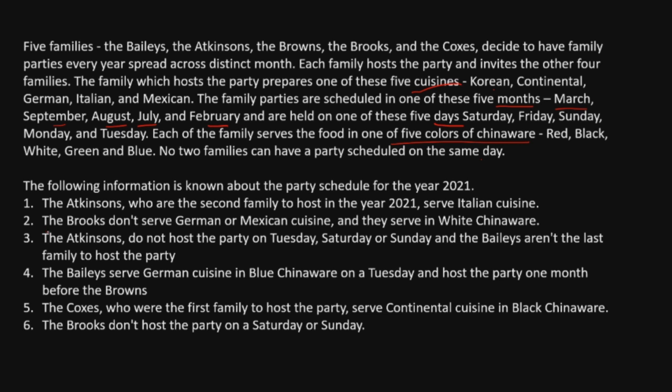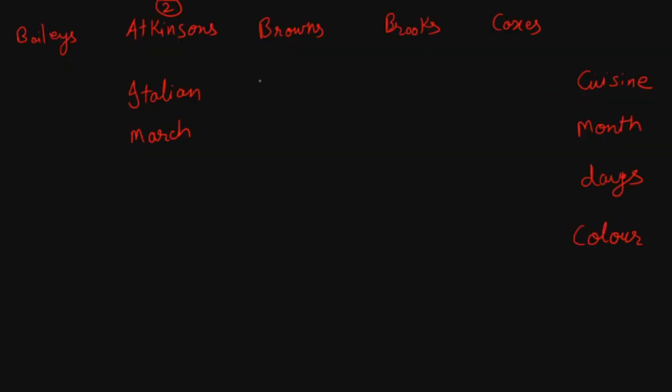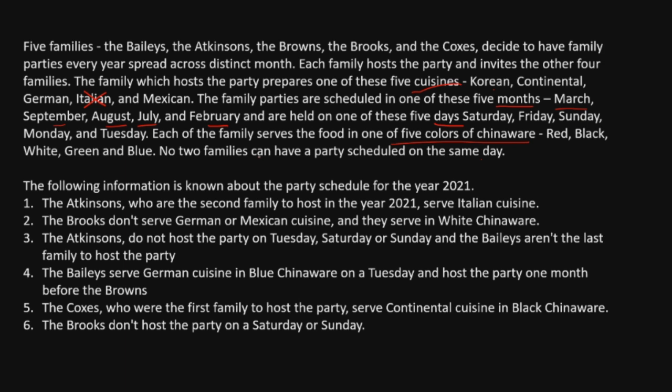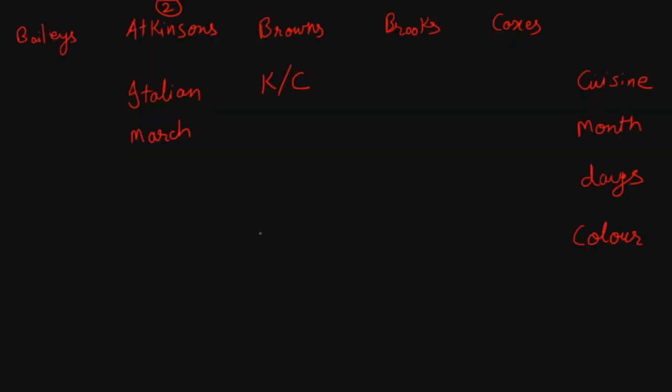Moving to the second hint: the Brooks don't serve German or Mexican. So Italian is already eliminated, I will just cut it down. Then German and Mexican are not selected by Brooks. Then there are two options for Brooks: Korean and Continental. So I will write K and C. K represents Korean and C is Continental, K or C. And they serve in white chinaware. So we got white color for Brooks.